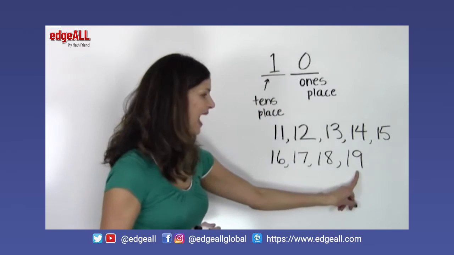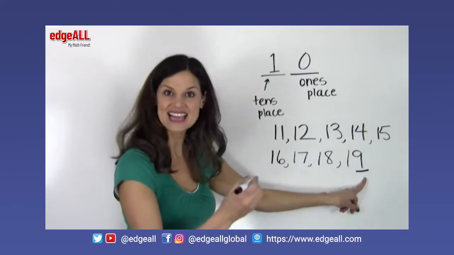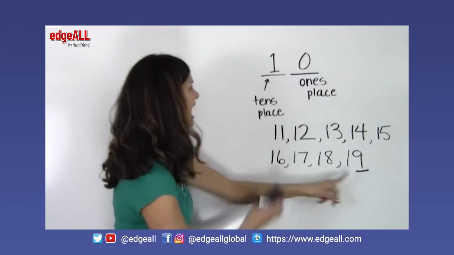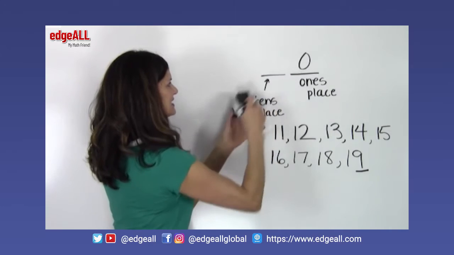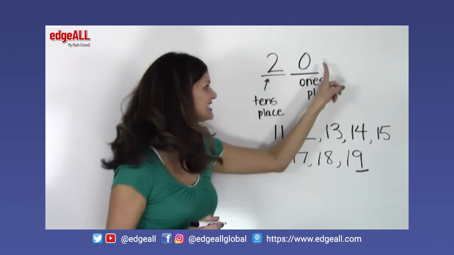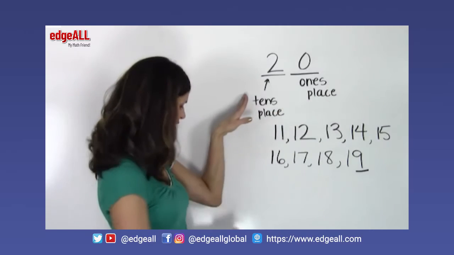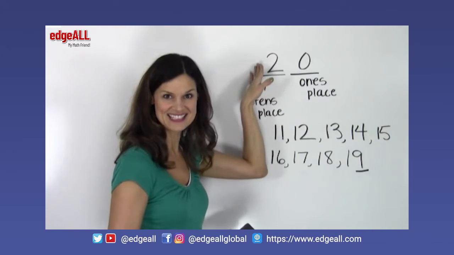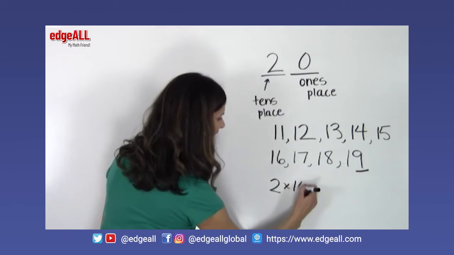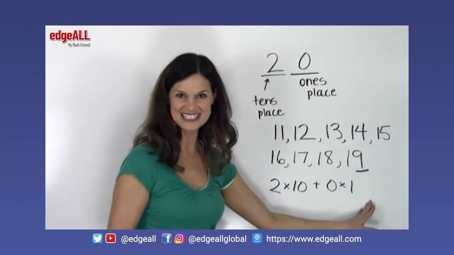Once we get back to having a 9 in the ones place, the next highest number is 20, which means now we need to put a 2 in the tens place. To get to 20, we put a 2 in the tens place and a 0 in the ones place. And just like before, the value of having a 2 in the tens place and a 0 in the ones place is 2 times 10 plus 0 times 1, which is 20.